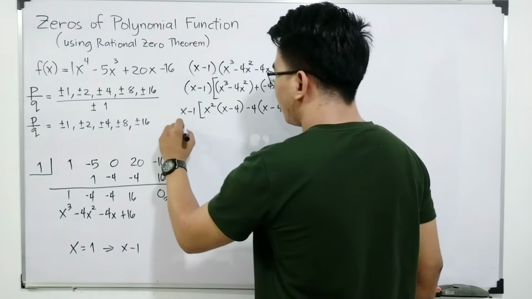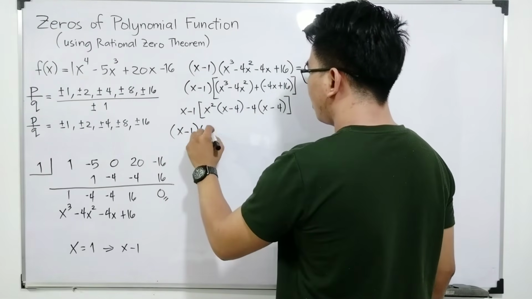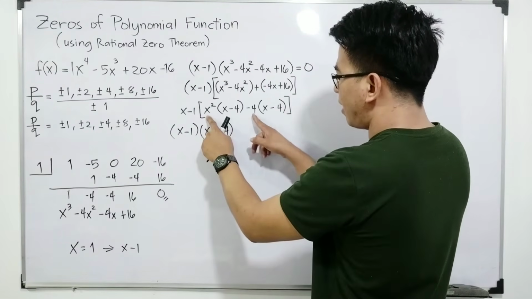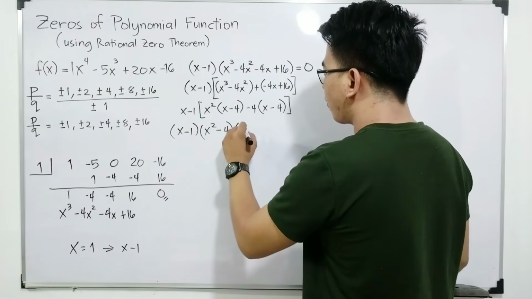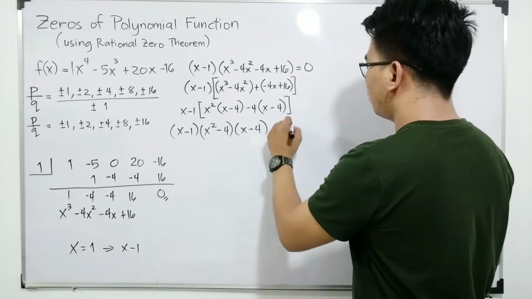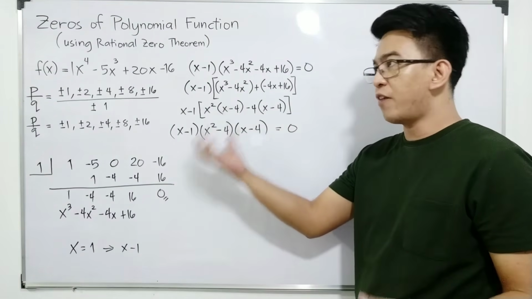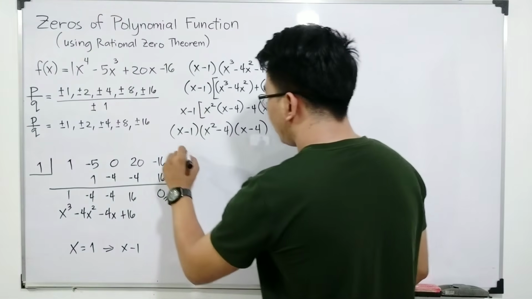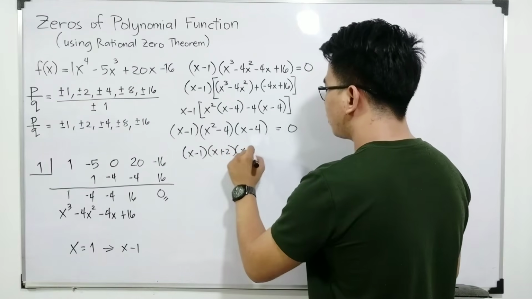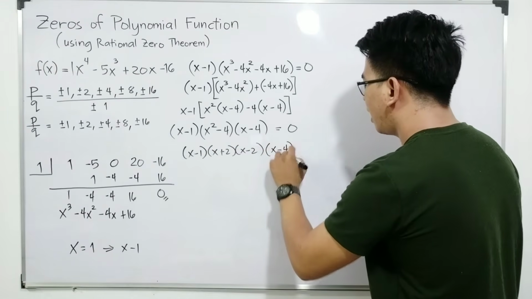So, as you can see, may parehas. So, we can still factor out this one. X minus 1 magiging times x squared minus 4. Inagsama natin to x squared minus 4. And then since common to, we have another factor which is x minus 4 is equal to 0. Pero hindi pa tayo tapos. We can still factor out x squared minus 4 kasi ano siya, difference of two squares. The factors of this are, so x minus 1 times x plus 2, x minus 2. Ito yung factors nito. Itong x squared minus 4. And then times x minus 4 is equal to 0.